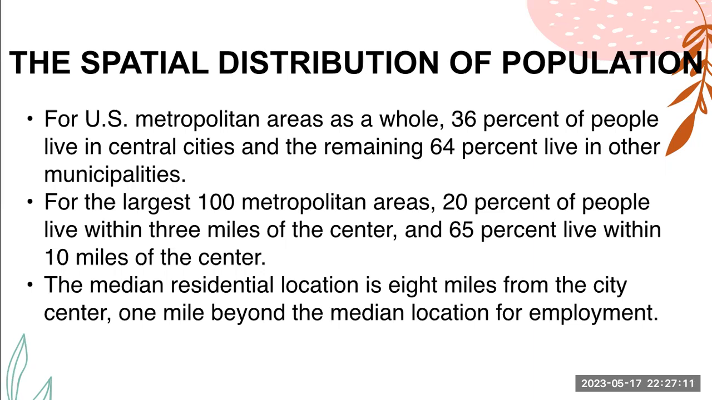For the largest 100 metropolitan areas, 20% of people live within 3 miles of the center, and 65% live within 10 miles of the center. The median residential location is 8 miles from the city center, 1 mile beyond the median location for employment. So this means that, in other words, the urban population is a bit more decentralized than urban employment, which was discussed earlier.